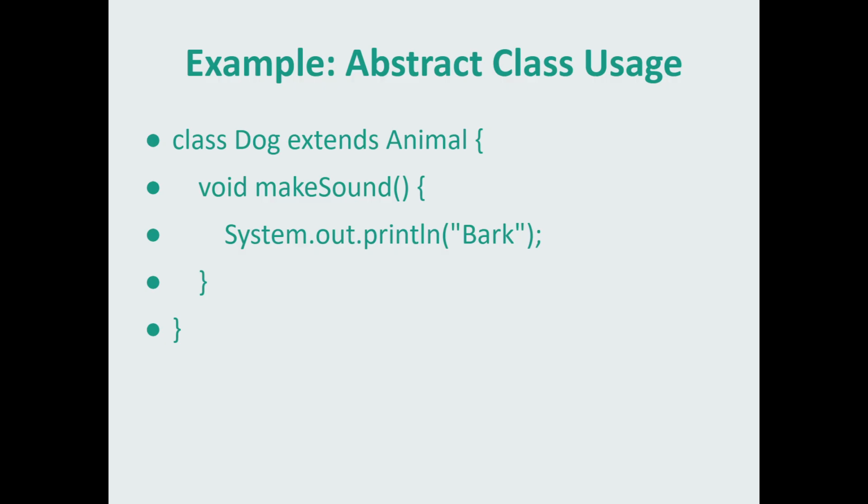Here is an example of how to use the abstract class. We have a class Dog that extends Animal. Since Animal has an abstract method makeSound, the Dog is required to provide an implementation for that method. This is a great way to enforce that certain classes must follow a specific behavior.